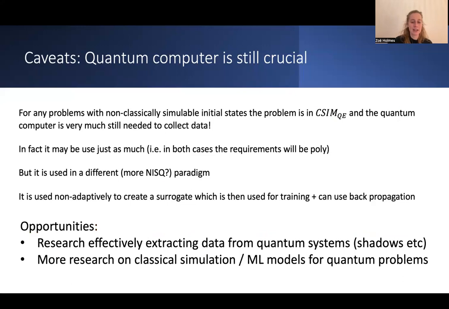The other thing to say here is that we're advocating this kind of slightly new way of doing variational quantum algorithms, where you get your data first and then you train classically. And to properly make use of this paradigm that we're trying to sell, there's lots of research that still needs to be done on, firstly, how to effectively extract data from the quantum systems. So this is going to be things like new shadow techniques. And then also more research on classical simulation of quantum systems and machine learning models for quantum problems so that we can do the classical bit well. So I think there's lots more to investigate there.